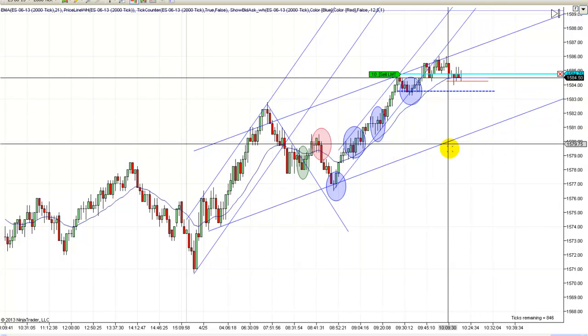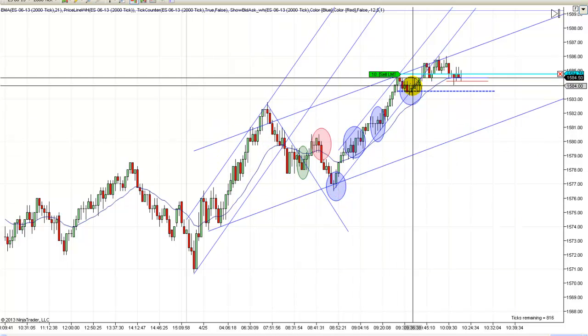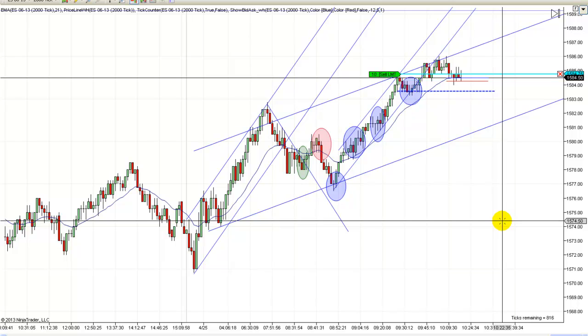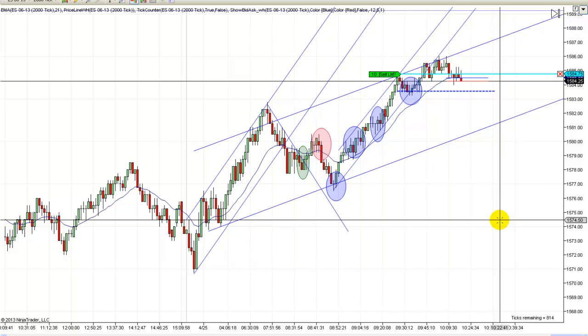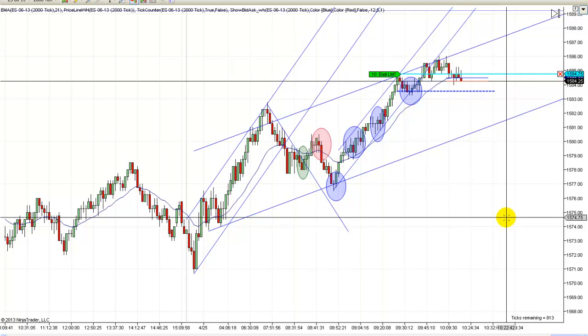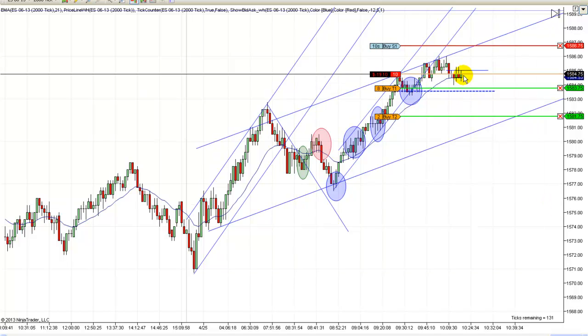I think we have a bigger channel here. We had one move up, then we had a move down, and now we've had another move up. It doesn't look like I'm going to get filled on this trade. I'm probably being too aggressive with it. And so there we go.